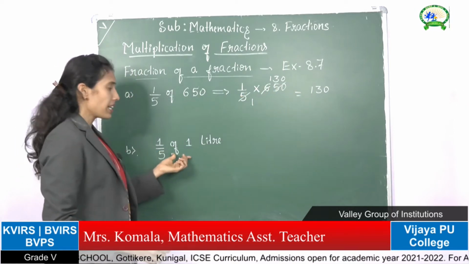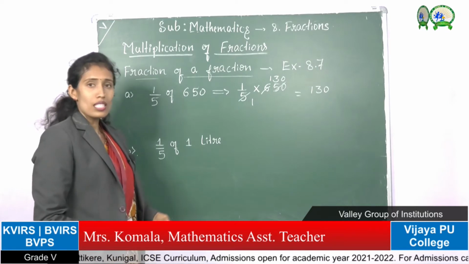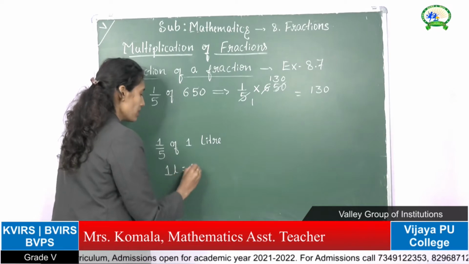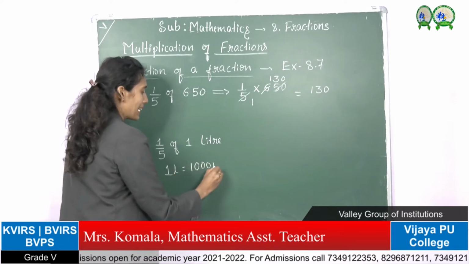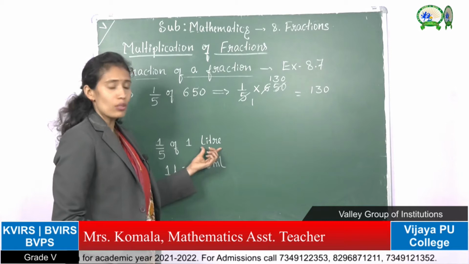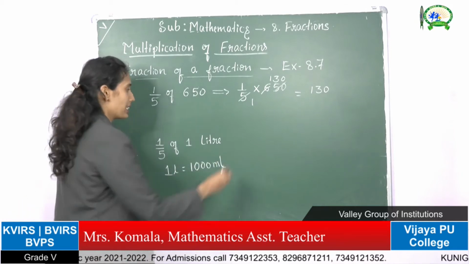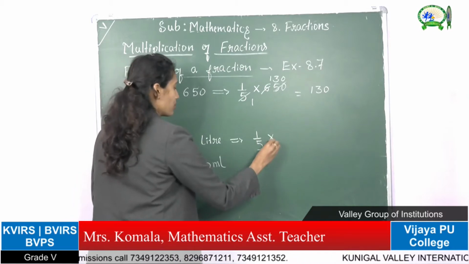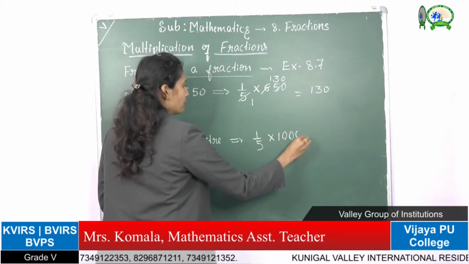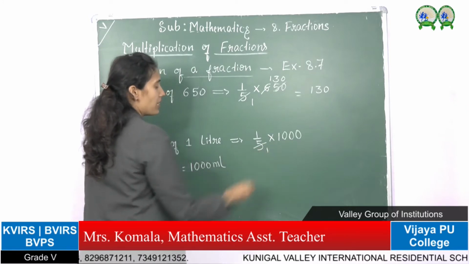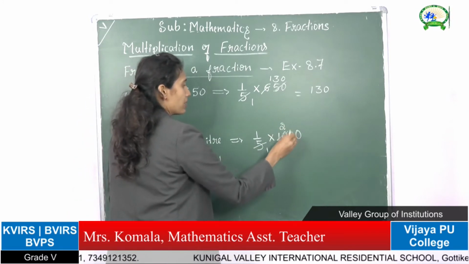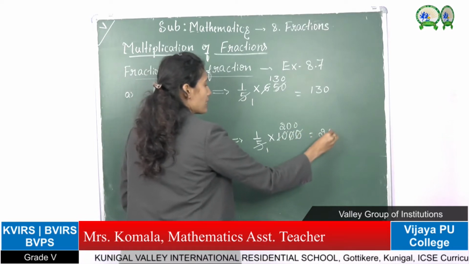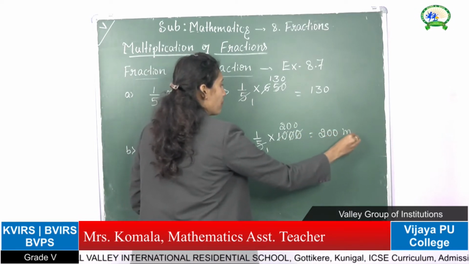Similarly, 1 by 5 of 1 liter. What is the value of 1 liter? So we can write 1 liter equals 1000 milliliter. So in the place of 1 liter, we can write 1000 milliliter. Now let us write 1 by 5th of means into and 1000. 5 ones are 5, 5 twos are 10, 5 zeros are 0, 5 zeros are 0. So answer is 200 ml.